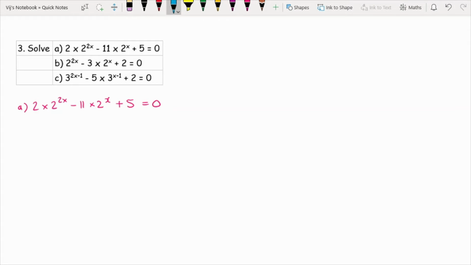Now, what makes this question easier to see is if I put brackets around these. Now, there is no other way of me writing 2 times 2 to the power of 2x.